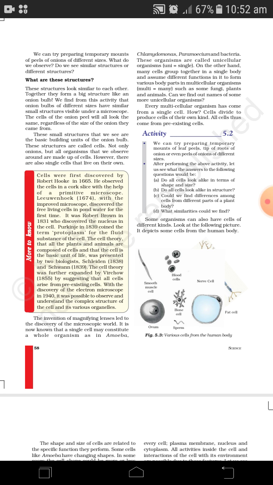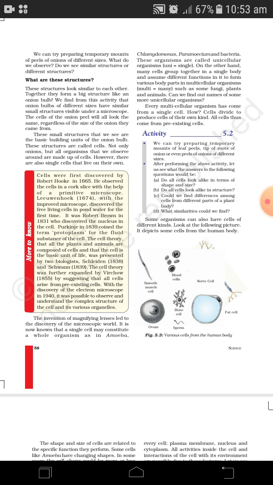Next, the scientist Leeuwenhoek, in the year 1674, through an improved microscope, discovered free-living cells in pond water for the first time. He found free-living cells in the pond water. Next, it was Robert Brown in 1831 who discovered the nucleus in the cell.